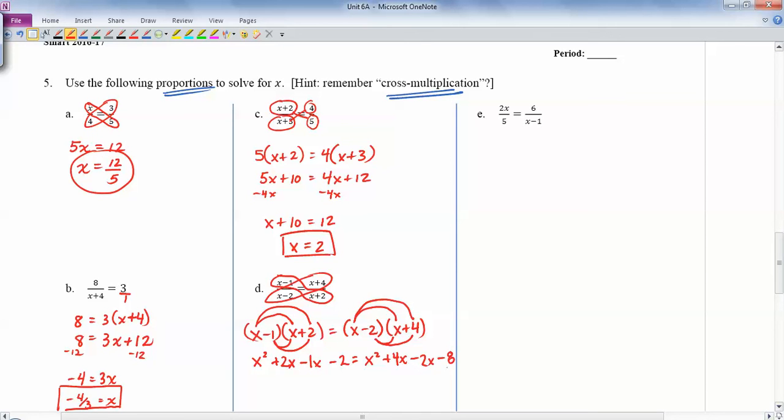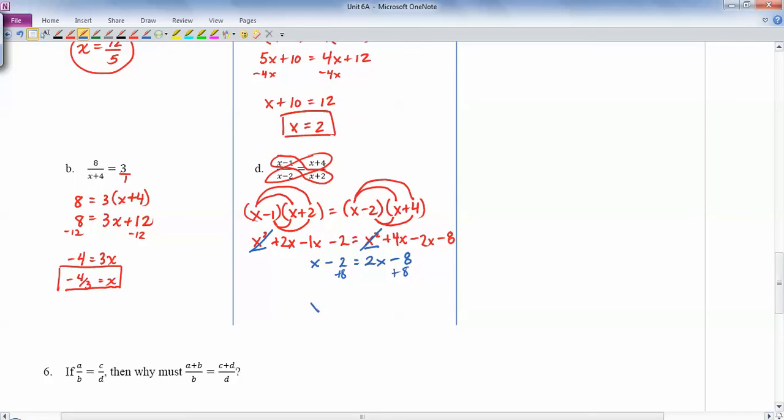And then we simplify. Now, one nice thing is you might think you have to use the quadratic formula, but there's an x squared on this side of the equation and x squared on that side. They cancel. And then you can simplify. 2x minus 1x is 1x minus 2 equals, and then 4x minus 2x is 2x minus 8. And then let's add 8 to both sides. So then we get x plus 8 equals 2x.